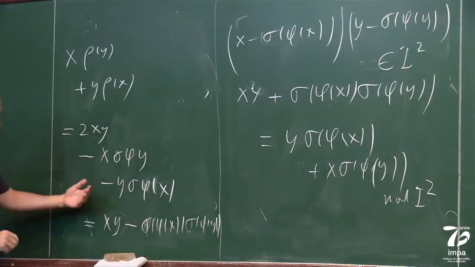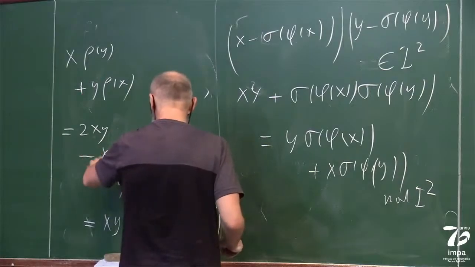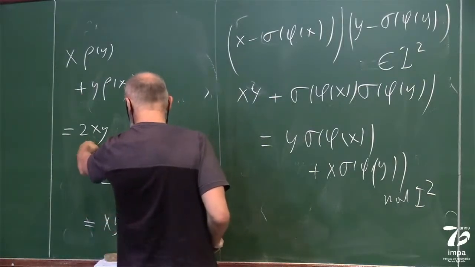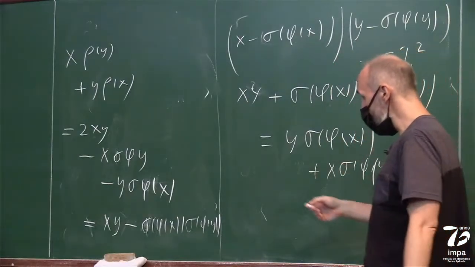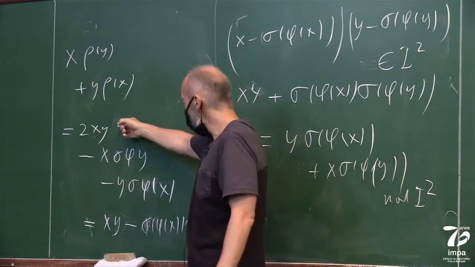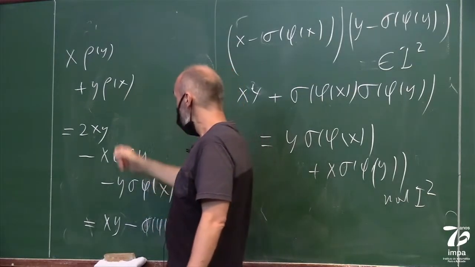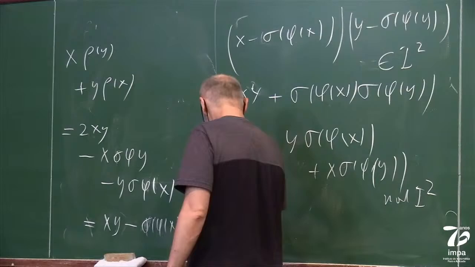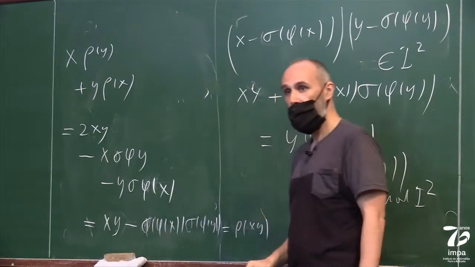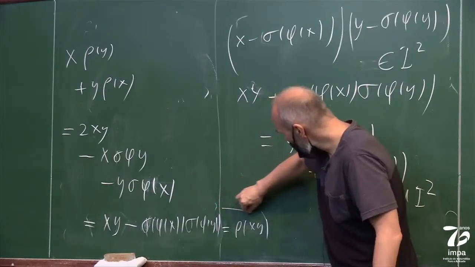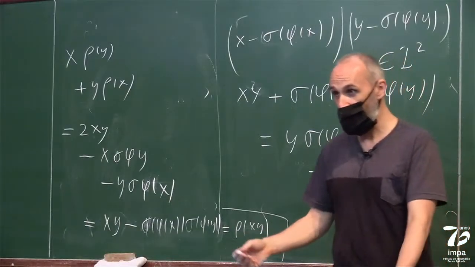So this is very similar to the 4-term relations. Essentially, you just bring these two guys there, bring this guy there, and you obtain this relation. But this means that precisely rho is a derivation, because this is equal to rho of xy, right? Here I use, again, that sigma and phi are ring homomorphisms.